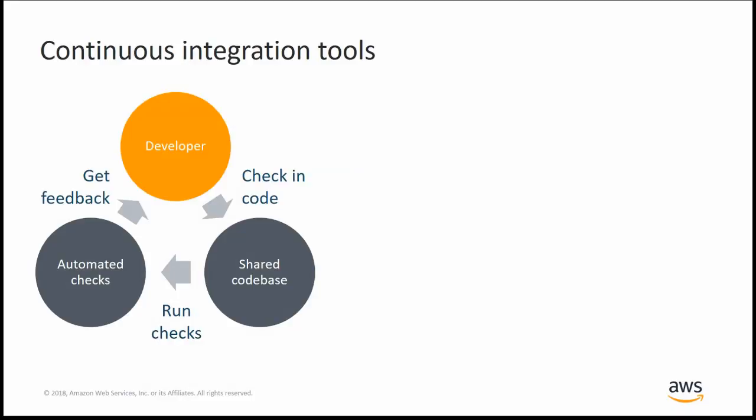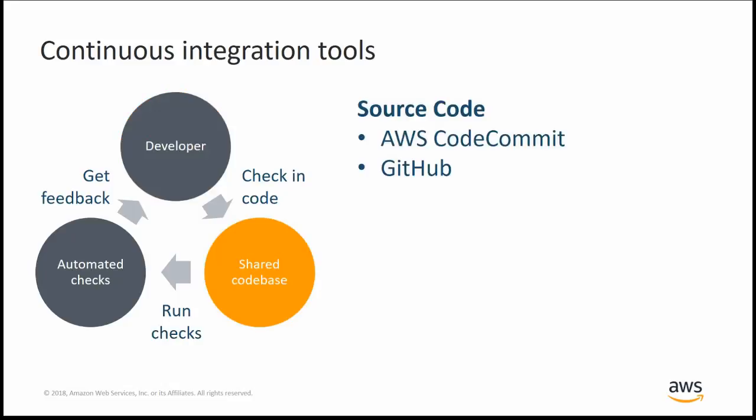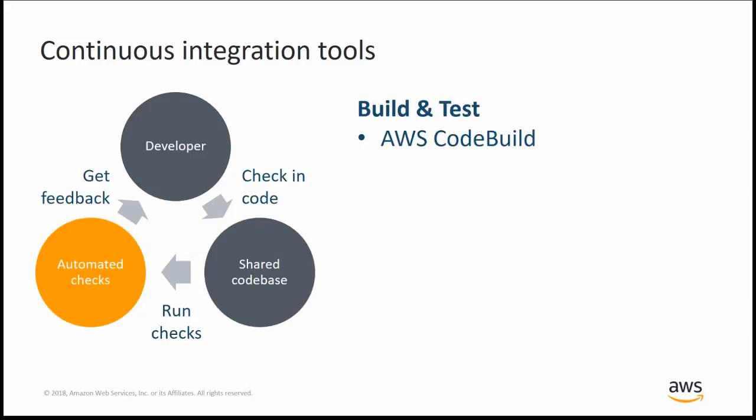The tools that I'm using here, looking at the continuous integration wheel, I'll be the developer as we're walking through. And I'm going to check in code to a couple of different repositories. I'll show you what this looks like on AWS CodeCommit, and I'll show you what it looks like on GitHub as well. I'm going to run checks using AWS CodeBuild. So CodeBuild is going to run all of the automated checks for the CI techniques.